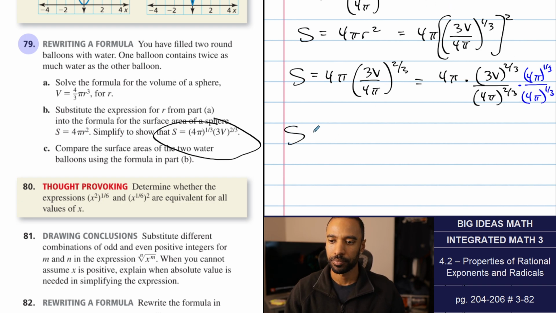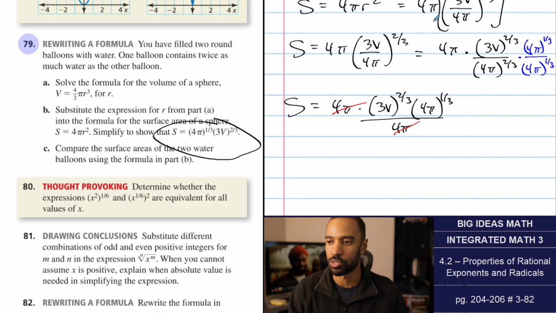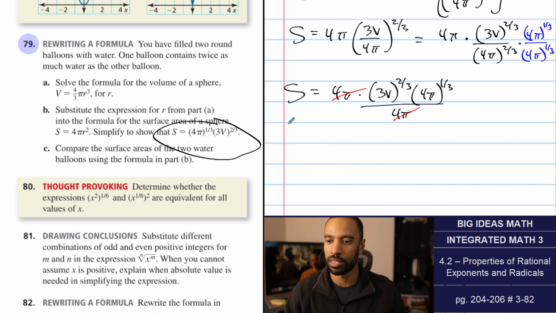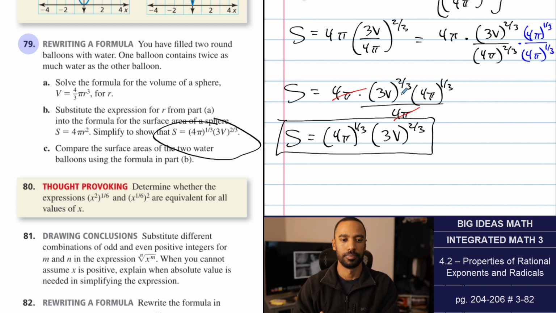So I still have this 4 pi on top, times 3V to the 2/3 times 4 pi to the 1/3. Remember, I'm trying to match what they have. Now I have 4 pi on the bottom because that's 4 pi to the 3/3. 4 pi over 4 pi is 1. So S equals that. They have the same thing written, just with the 4 pi to the 1/3 written first. So S equals 4 pi to the 1/3 power times 3V to the 2/3 power. And that seems to match up all the same.